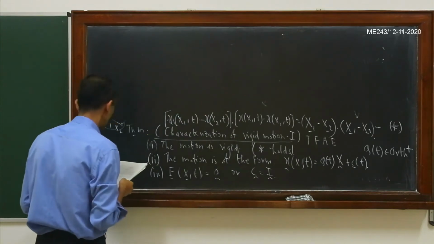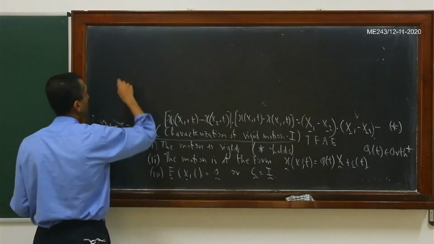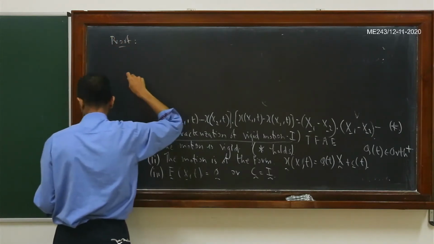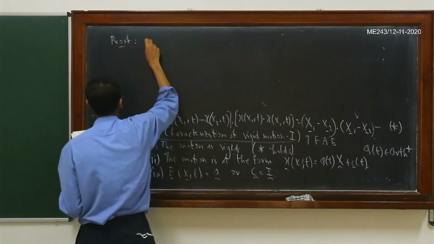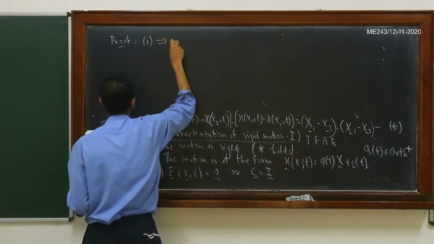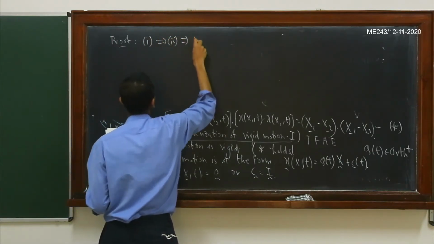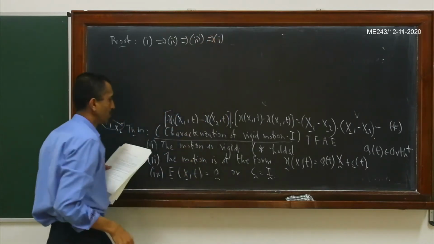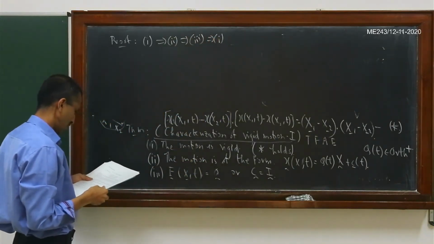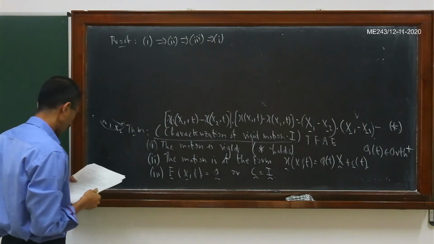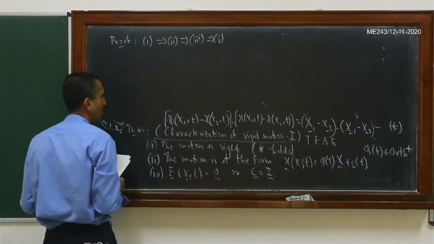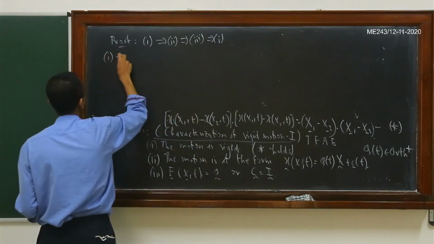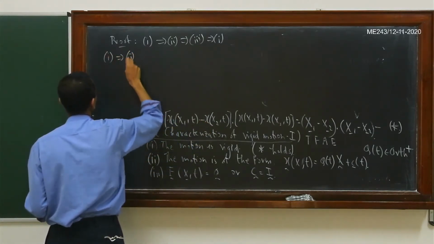Proof now. So 1 implies 2, implies 3, implies 1. This is what we are going to show. First, let us show that 1 implies 2. That means star holds.